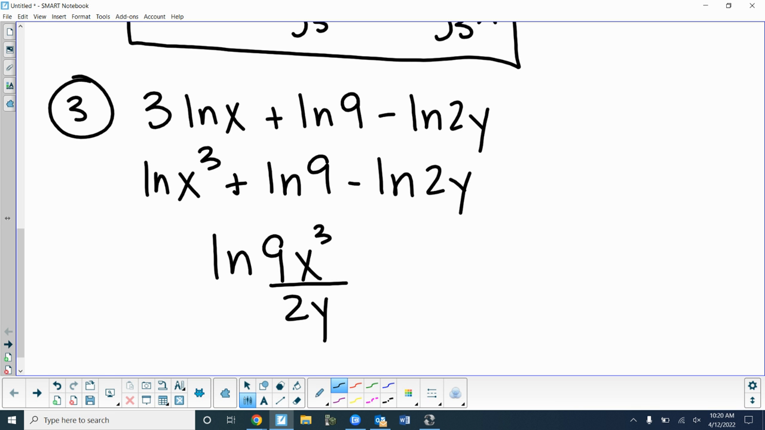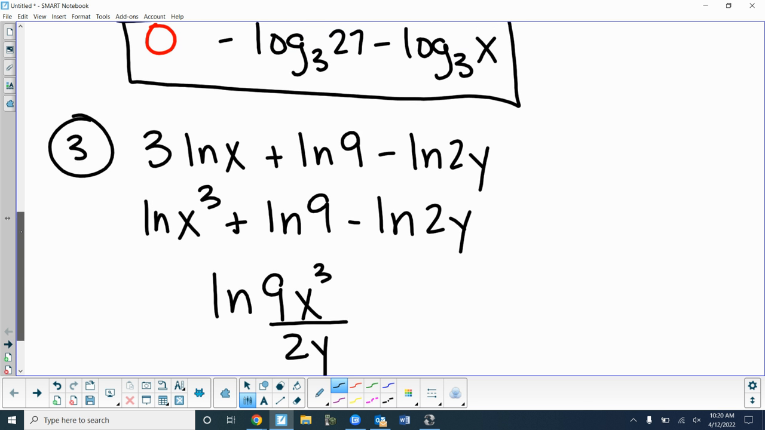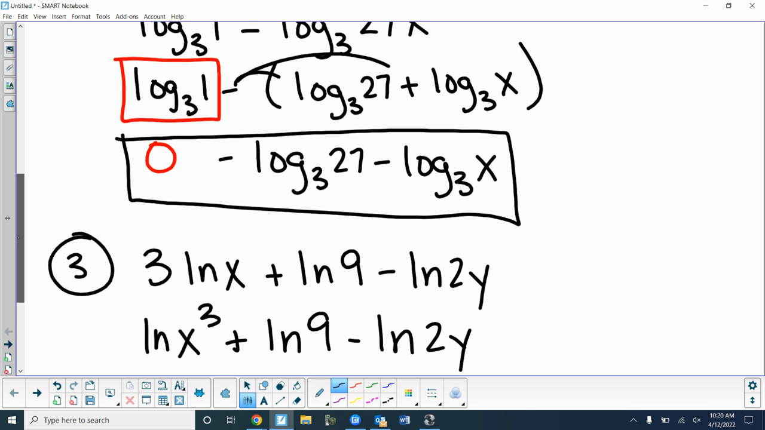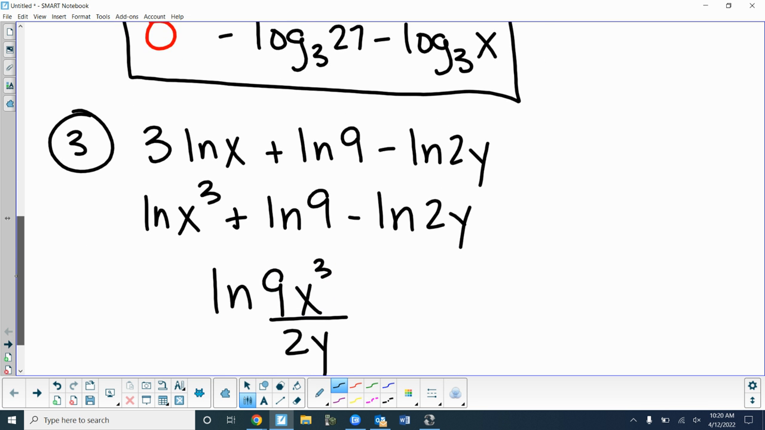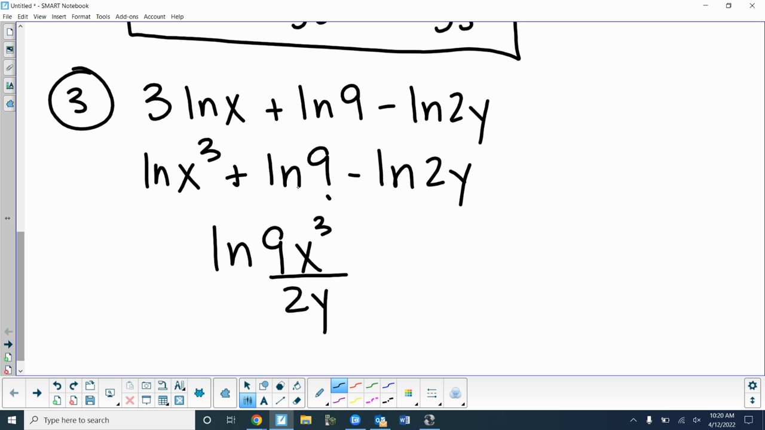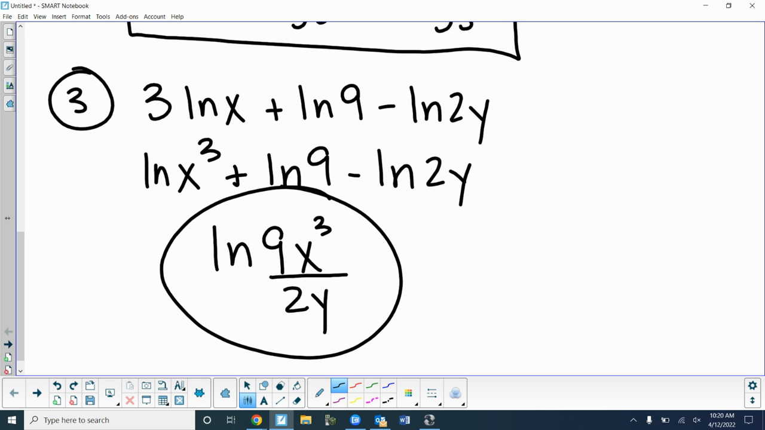Sorry, Taylor. Yeah. Did you go back up? So the second one? Yeah, like right there. I'm good. Hi. Yeah. All right. Question on number 3? Natural log of 9x cubed over 2y. Whoa. Okay.